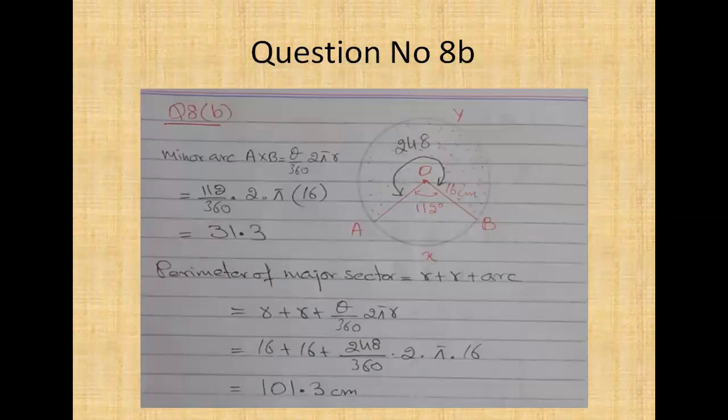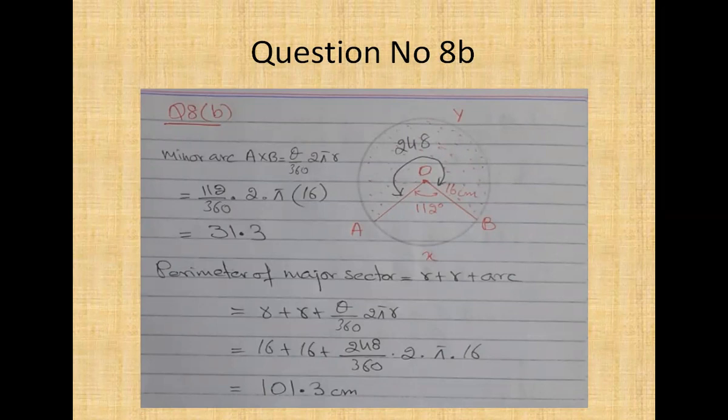So the minor arc AXB, the formula is theta by 360 times 2 pi r. The angle subtended by the minor arc is 112. So 112 divided by 360 multiply 2 multiply pi multiply 16 centimeter. The answer will be 31.3 centimeter.